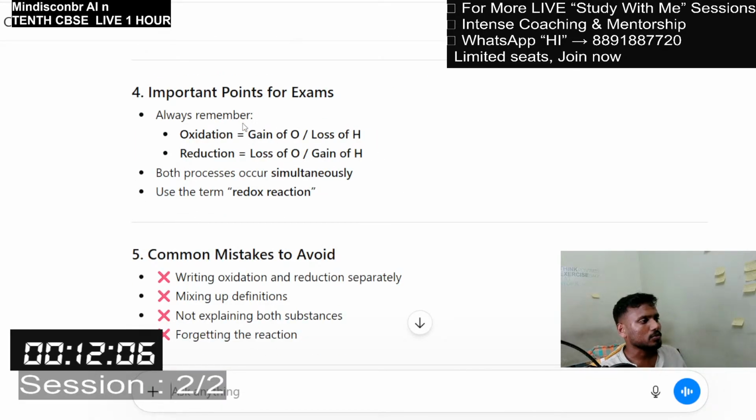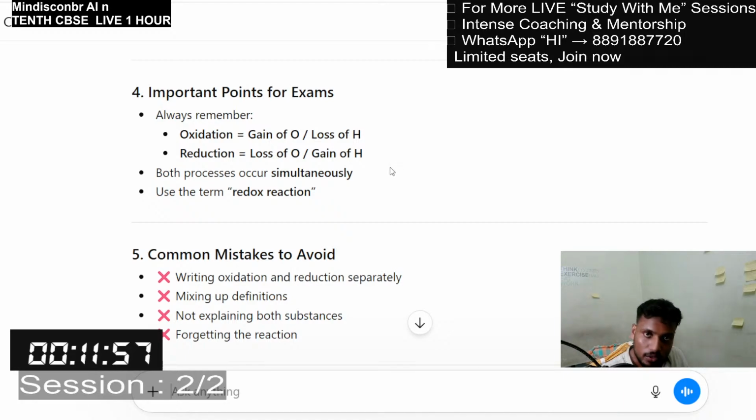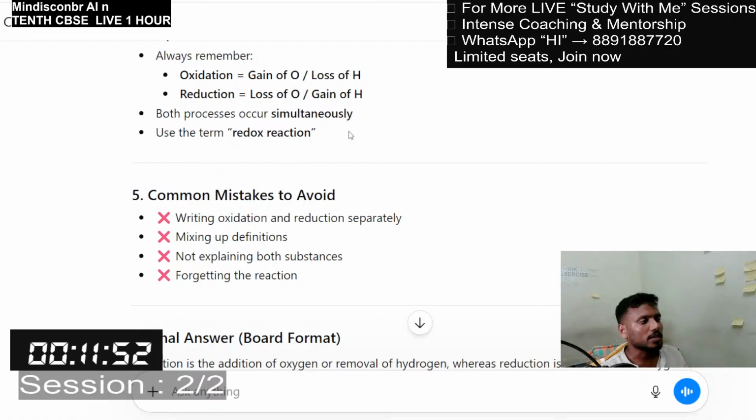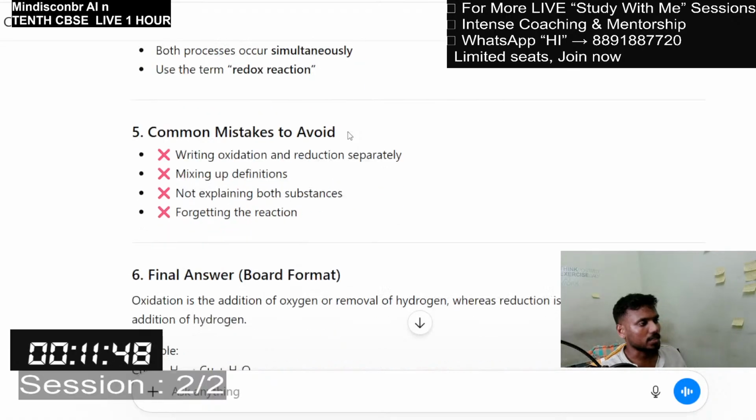Important points for exams: always remember, oxidation is the gain of oxygen or loss of hydrogen or loss of electrons. Reduction is loss of oxygen or gain of hydrogen or gain of electrons. Both processes occur simultaneously, so we can say it is an example of a redox reaction.